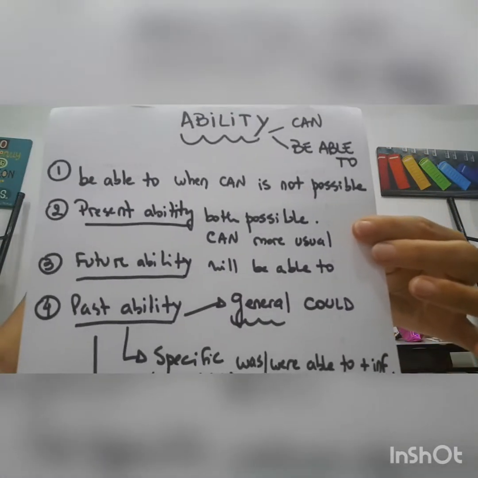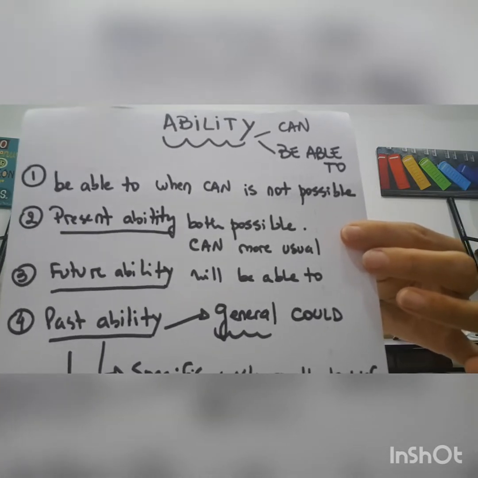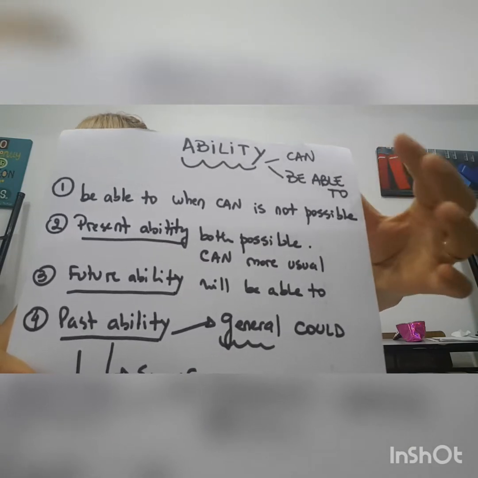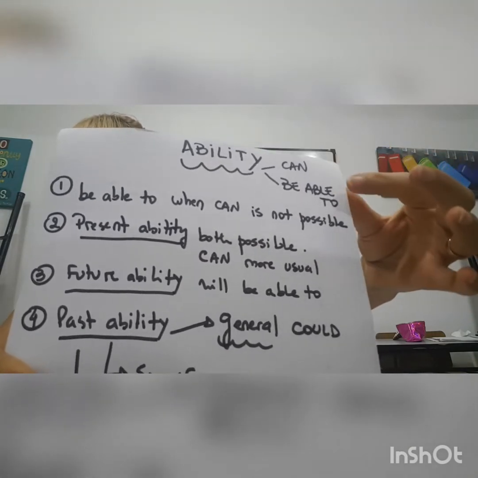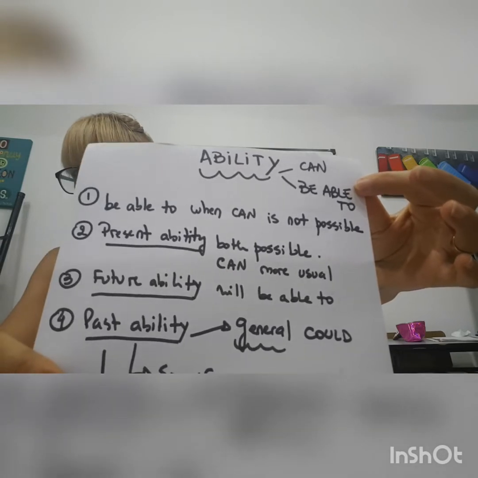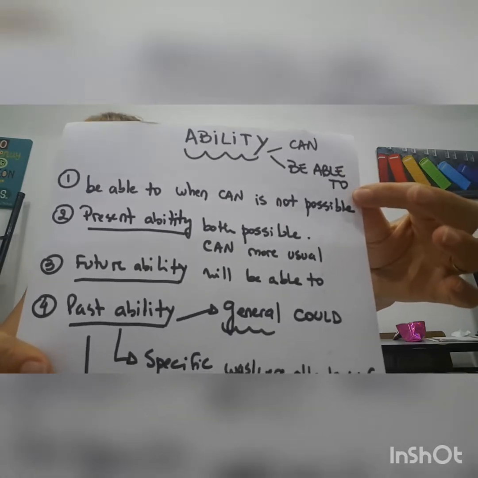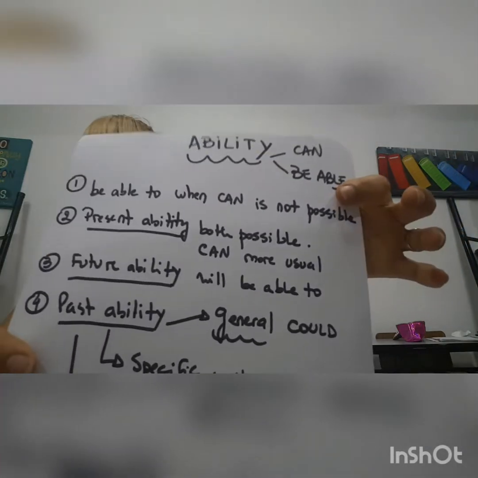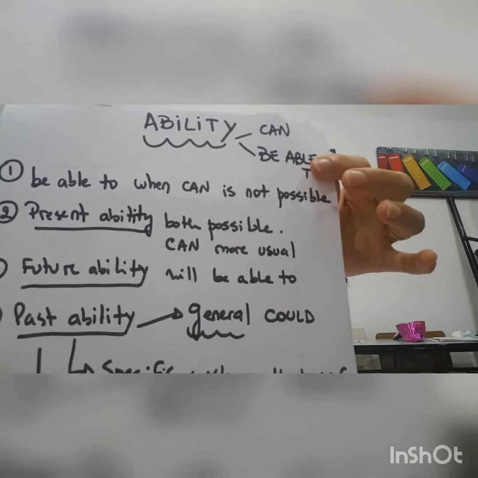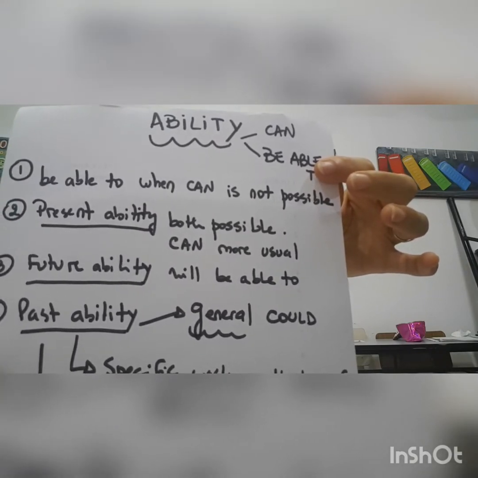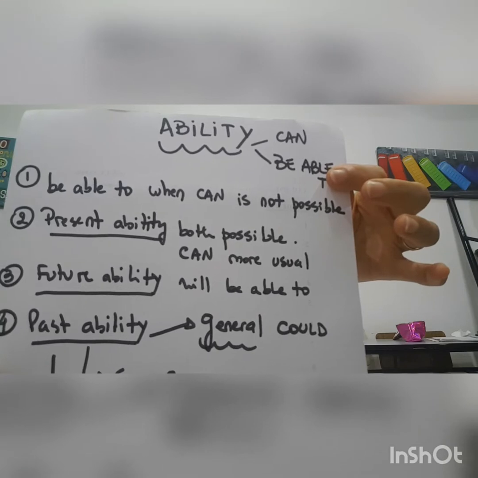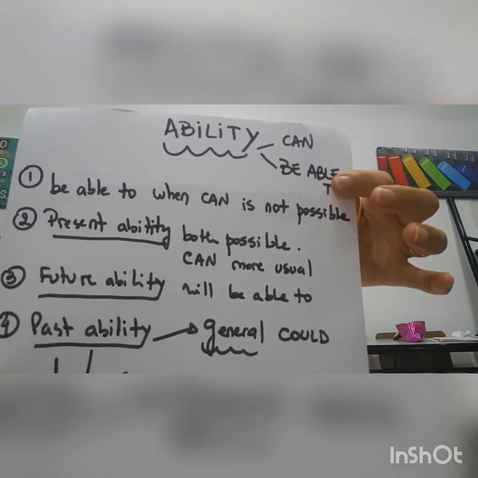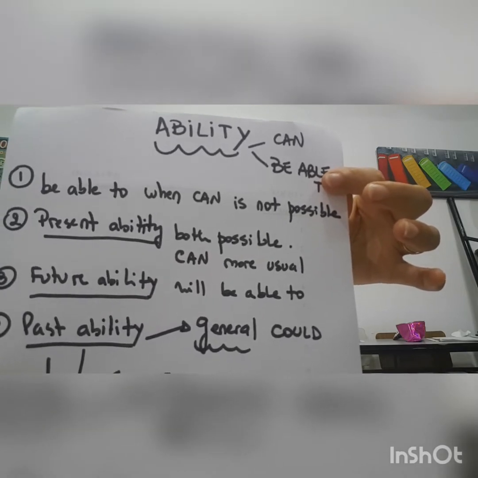So first of all, for ability, we are going to use can and be able to. Basically, we're going to deal with those two verbs or auxiliary verbs. Well, number one, I can tell you that can and be able to are sometimes interchangeable. Sometimes both can be used. However, can is more frequent, but we use be able to when can is not possible.